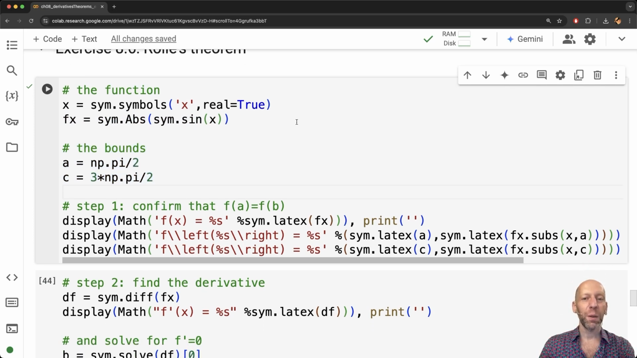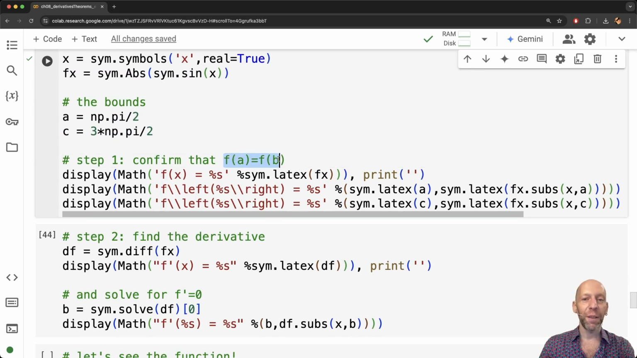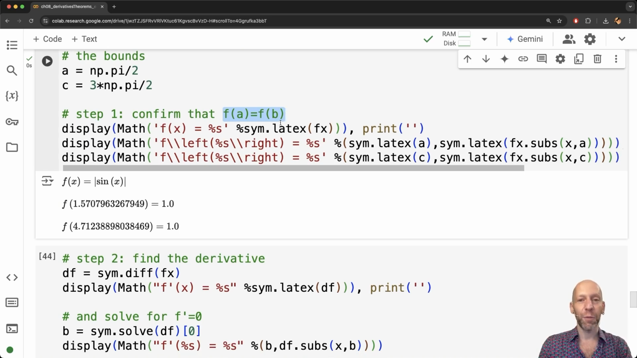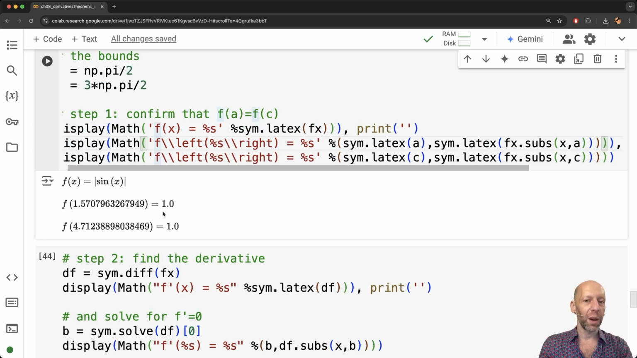Okay, so the equation is the absolute value of sine, and here are the two bounds that we are interested in. So the first thing we want to do is confirm that f of a and f of b are the same. This is part of the definition of Rolle's theorem, that f of a equals f of b. Sorry, actually, it should be f of c. My apologies. f of a equals f of c, and if that condition is true, and if the function is continuous, then we will be able to find a point in between pi over 2 and 3 pi over 2, such that the derivative equals 0. Okay, so this is confirmation that these two values are the same.